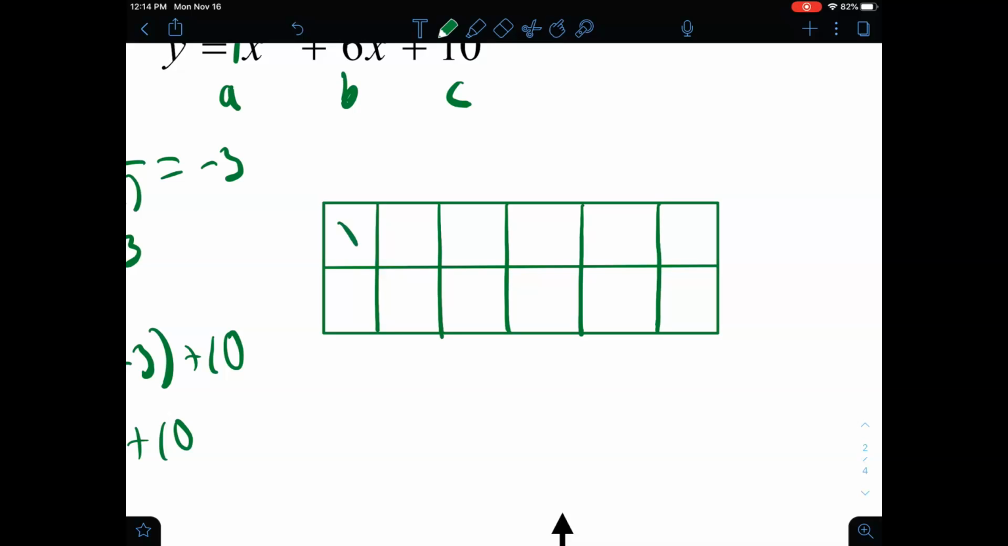Okay, so we have our table. Here's our x, here's our y. The middle value is going to be our vertex. So we said x was -3, and our y was 1. Okay, so this is our vertex.